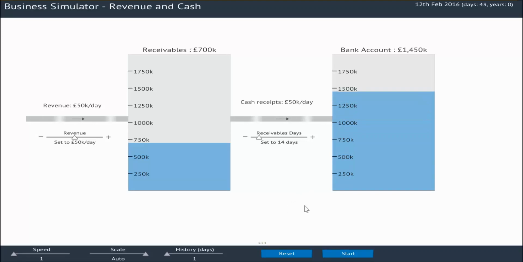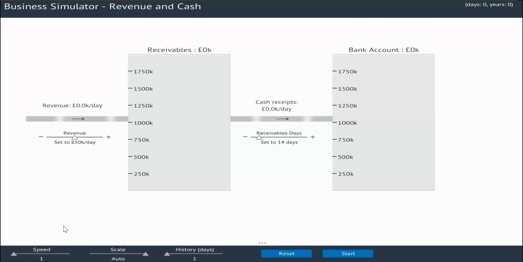You can pause the model at any time and reset it, and there are also controls to increase the speed, change the scale, and add history.